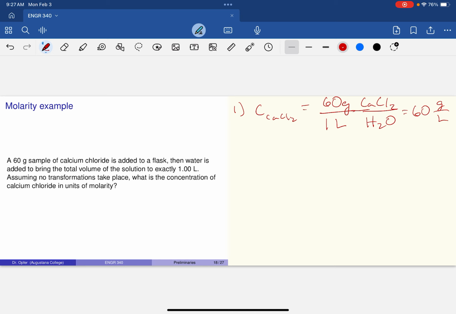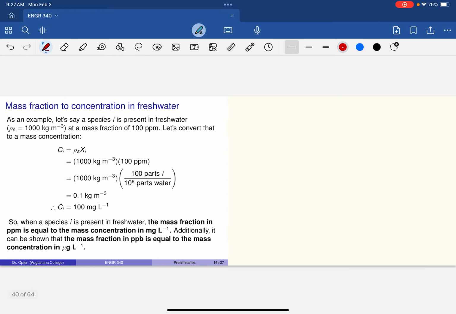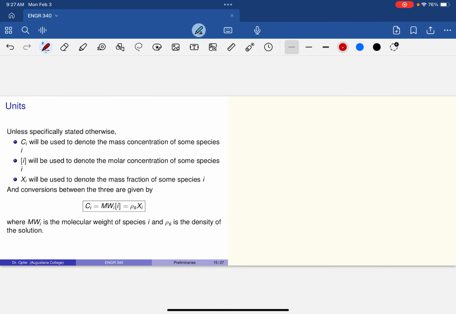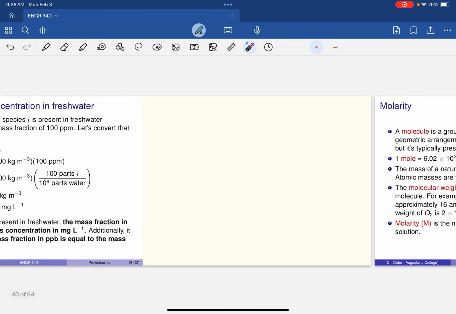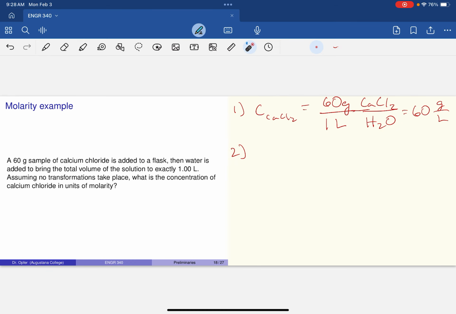Okay, so now what we need to do is find some sort of relationship between the mass concentration and the molar concentration, which is molarity. So if you look back a couple slides, we're given this relationship. Mass concentration is equal to the molar concentration times the molecular weight of the molecule. And this has to do with mass fraction, which isn't part of this problem, so we don't have to worry about that. So let's go back to the problem we're working on.